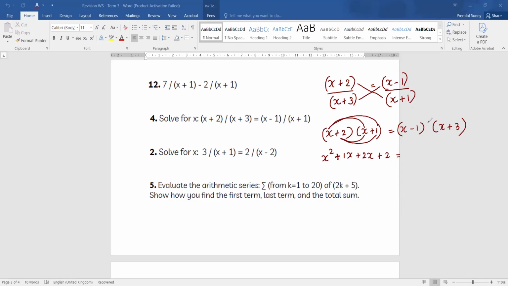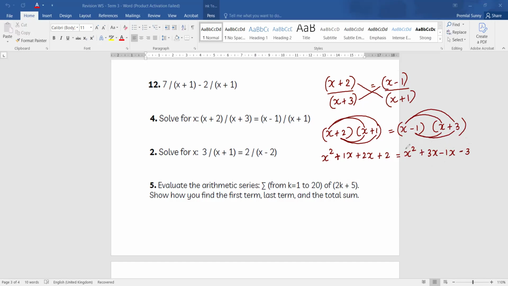Now let's do the FOIL method for the right hand side. First term from both the brackets, x and x will give you x square. Now the outer terms, x and positive 3. x times positive 3 is positive 3x. Now the inner terms, minus 1 and x. Minus 1 times x is minus 1x. Now the last terms from both the brackets, minus 1 and positive 3. Minus 1 times 3 is minus 3.